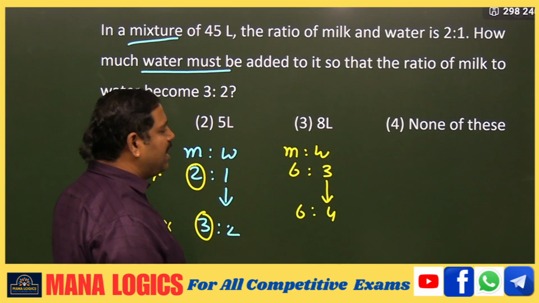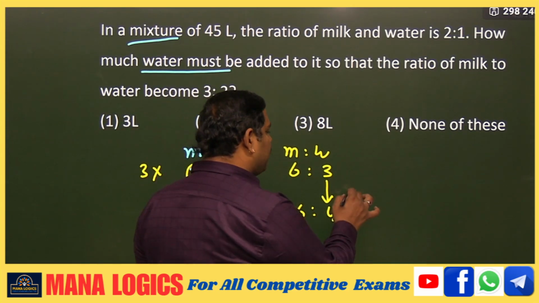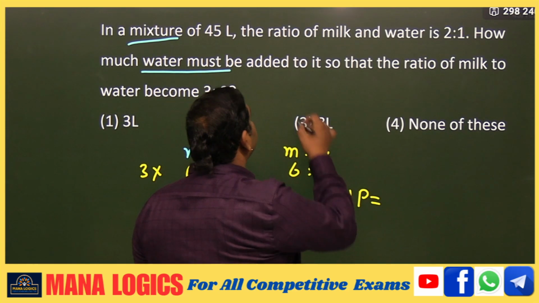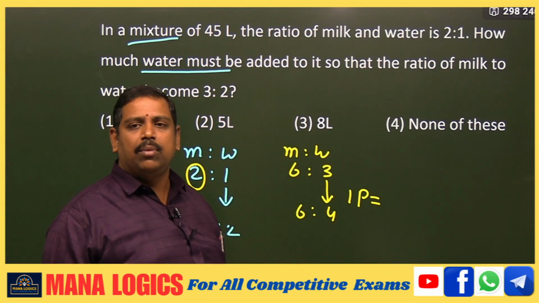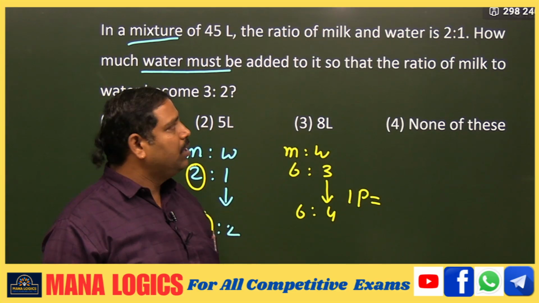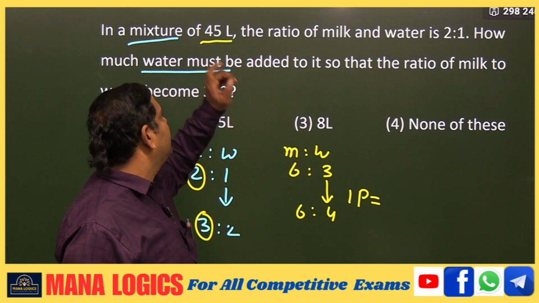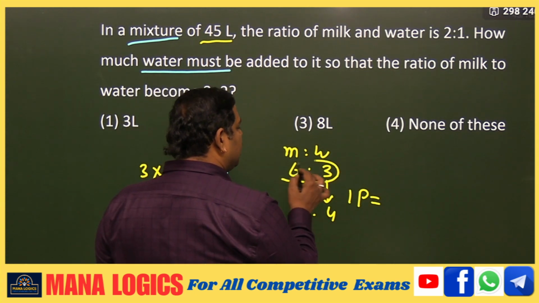So how many parts were added, sir? Water. Is this 1 liter or 1 part? Be careful, 1 part was added. He is asking how much water was added, right or wrong? Sir, if I want to know how much 1 part is, I have to know what 10 parts or 8 parts is, something like that, right? For that he gave 45 liters as the initial mixture. Initial mixture means this is the initial one, right?